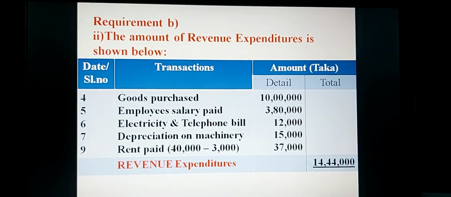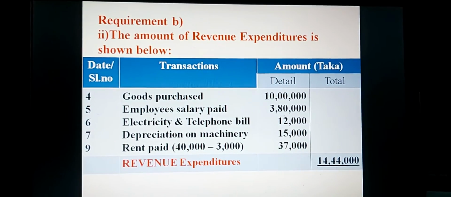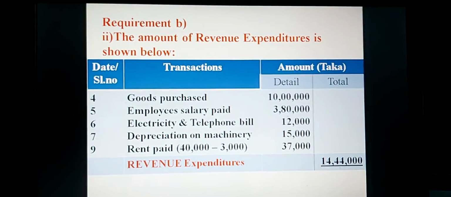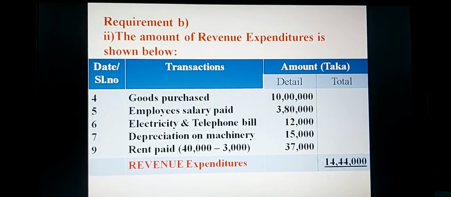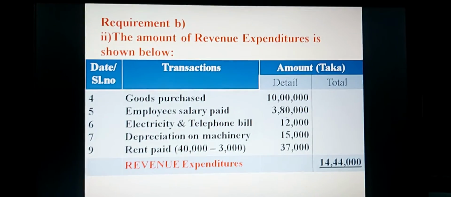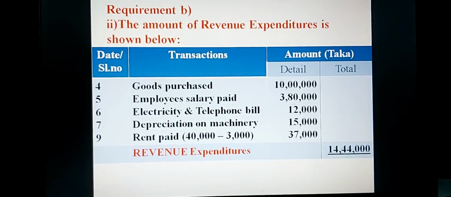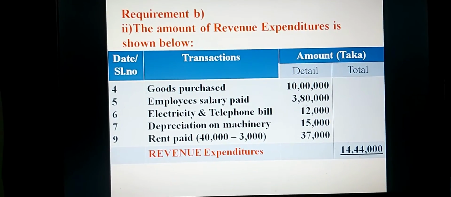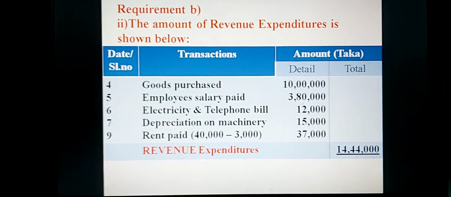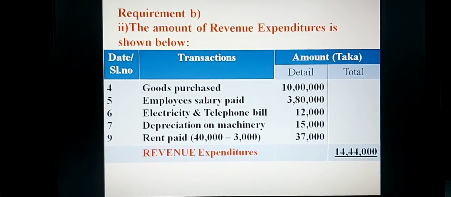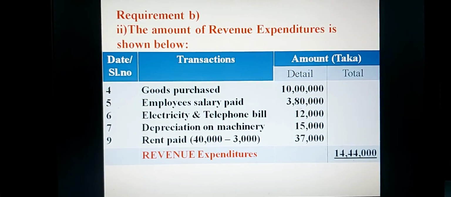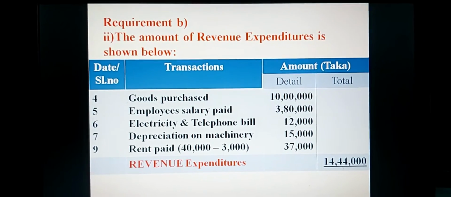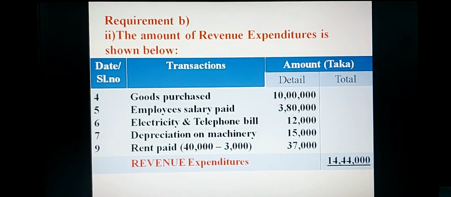Second one, serial number 5, employee salary paid, taka 3,80,000. Every month, salary is paid to the manager or employees. So this is an amount of revenue expenditure. Third one, serial number 6, electricity and telephone bill. That is the amount of utility bill. Utility bills are also paid every month. So this is an amount of revenue expenditure.